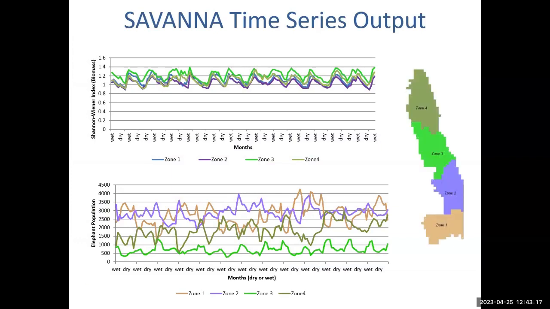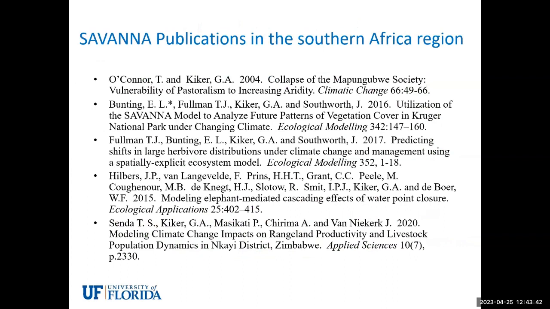You can also get time series runs. This is the Shannon-Weiner biomass index that SAVANNA puts out. And then you can look at elephant populations during the same time to see if there's a relationship within these different zones. So again, it took all the output from zone 4 and put it into a time series. You can also compare that to whether elephant populations had an effect on this, which they really didn't that much. You see them quite regular. And of course, there are some of the publications that you can get to, and I'm happy to share them with you as well.